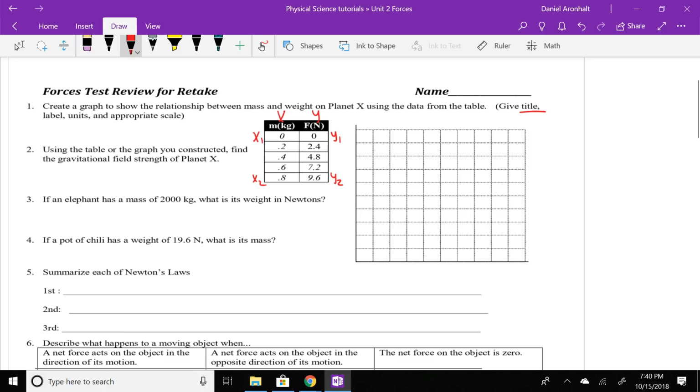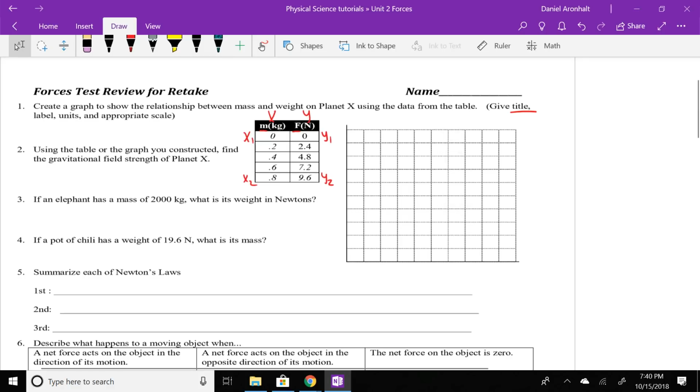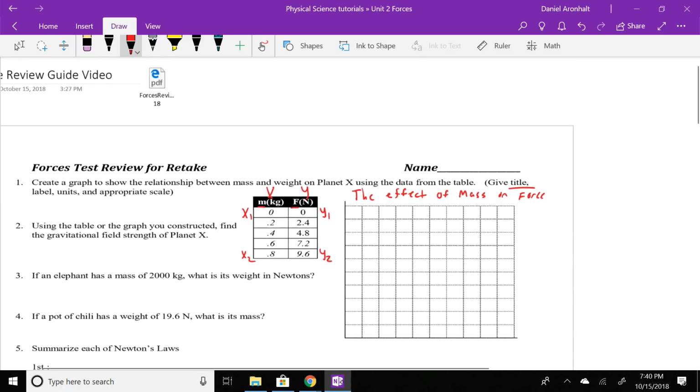So apparently my data table is going to be mass and force, with the units kilograms and newtons. So is it going to be the effect of force on mass, or the effect of mass on force? Remember, the left column, the first one, is always going to be the independent variable, and the second column is going to be the dependent variable. So let's go ahead and give it a try. The effect of mass on force. Check and check. Now, did I get my title done? Yes, I did. Let's check that off.